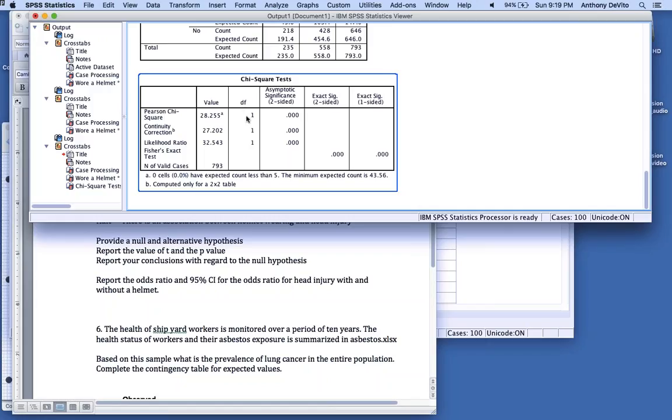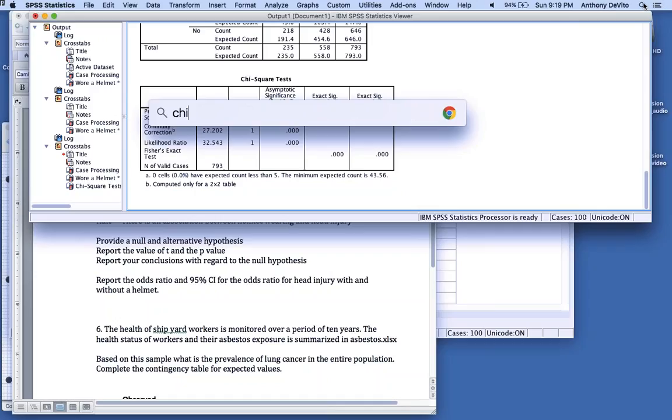We have 1 degree of freedom. The 1 degree of freedom is there because the degrees of freedom is based on the number of rows minus 1 times the number of columns minus 1. So that would be 2 rows minus 1 is 1, 2 columns minus 1 is 1, 1 times 1 is 1 degree of freedom. So we can use a chi-square table that represents 1 degree of freedom. So I'm going to pull up the chi-square table.